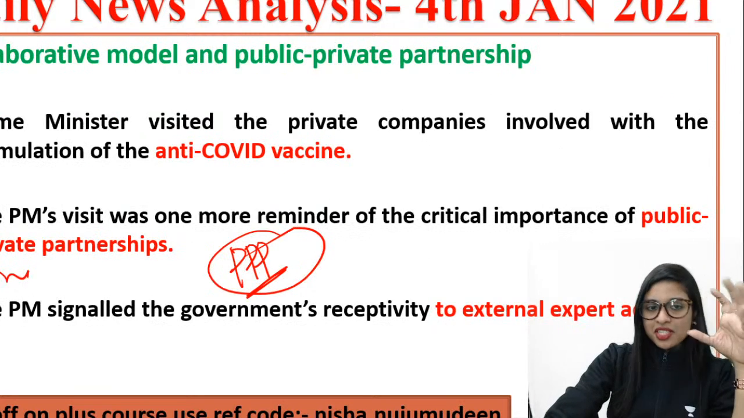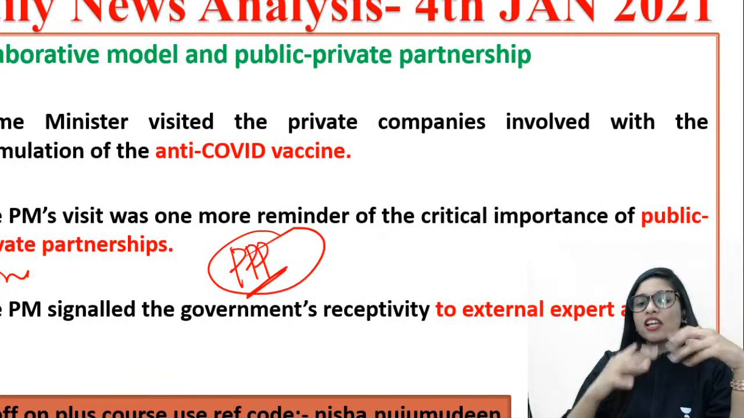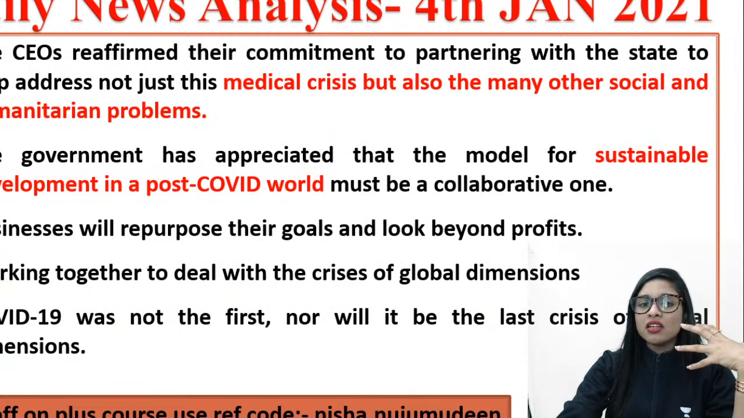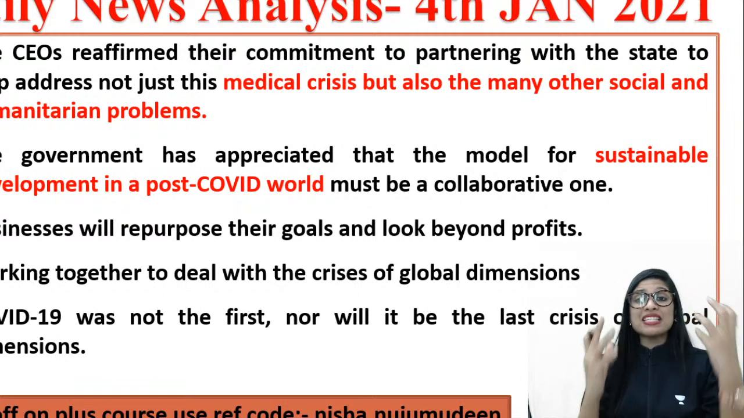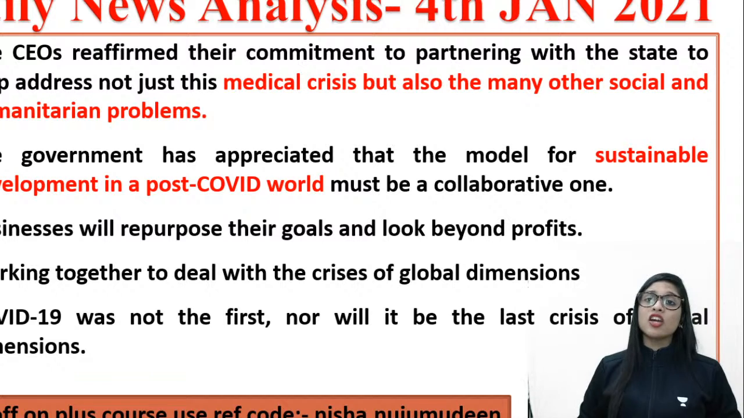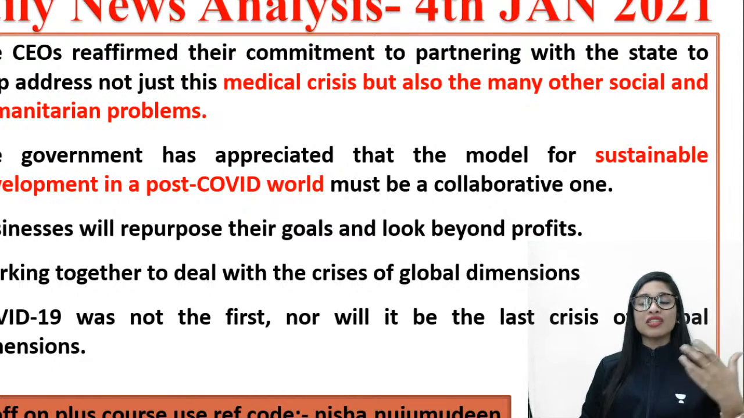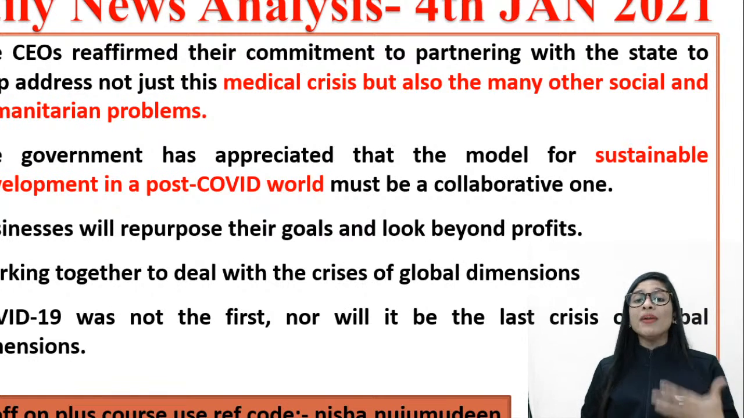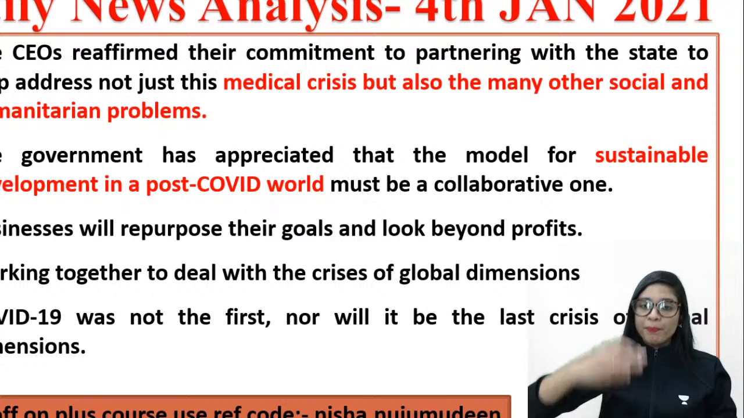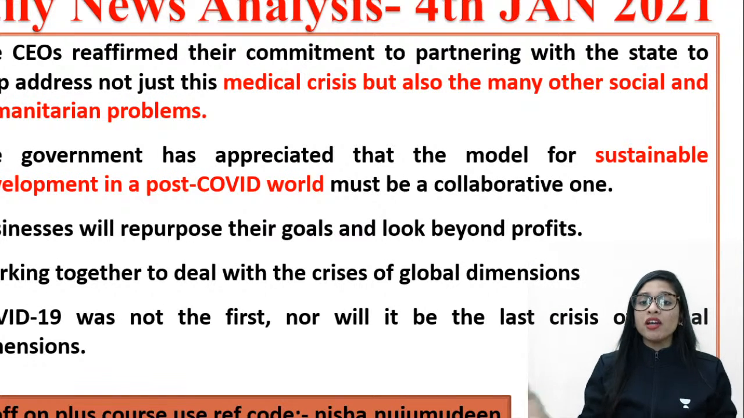Now, when he made a visit, what happened was that the PM signaled the government's receptivity to external expert advice and all. And then the government also appreciated, come on, this is an amazing model they have done, because the COVID vaccine couldn't be developed by the government as such. They had to take the help of the private people under the so-called public-private partnership model. So now the government literally appreciated that the model for such long-term or sustainable development, guys, in such a post-COVID world, should be a collaborative one.